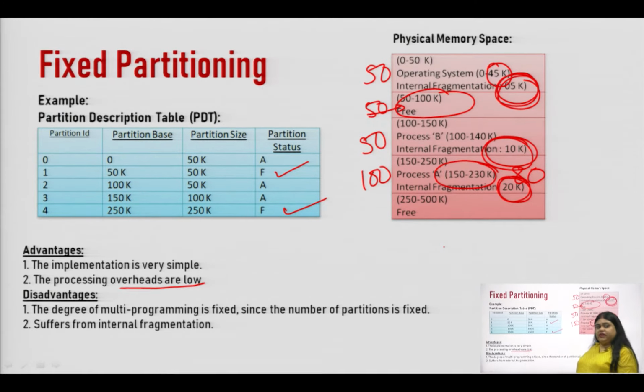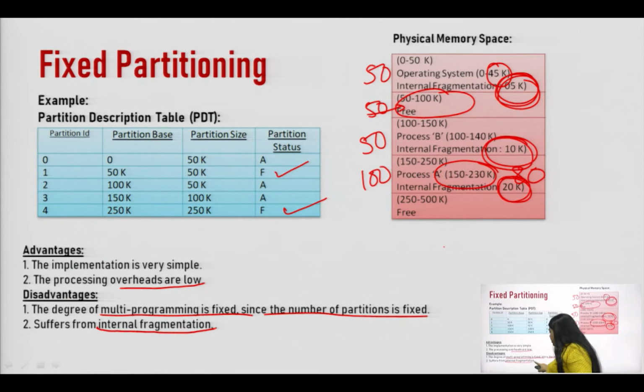Next, what are the disadvantages? Disadvantages we have already discussed in the previous slide, but to repeat it again, the degree of multi-programming is fixed. This is one very big disadvantage with the fixed partitioning technique. The degree of multi-programming is fixed since the number of partitions is fixed, and it suffers from the problem of internal fragmentation, because in one particular memory block, only one process can reside at a time. So, the remaining part of that block goes waste as internal fragmentation.